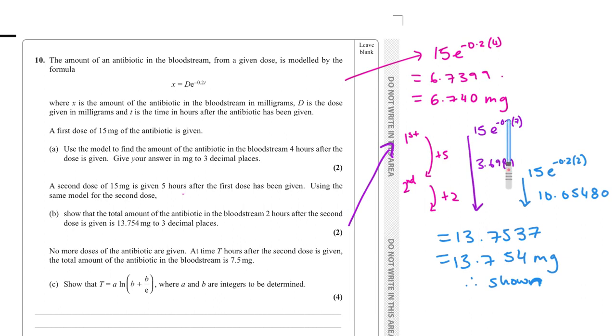So in this case where we added these two together, we had our t, and then we did t plus 5 essentially. So we know then that the first dose is going to be 15e to the minus 0.2 lots of t plus 5. Okay, this is what the first dose is going to be. Plus, the second dose is given at the time of t. So 15e to the minus 0.2 lots of t. Is that right?